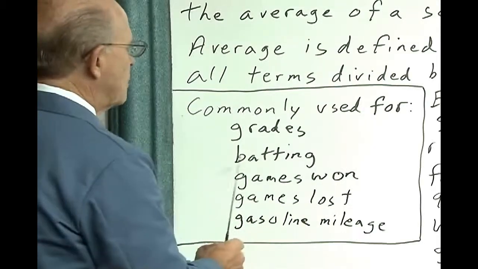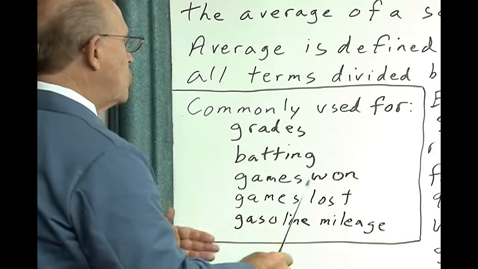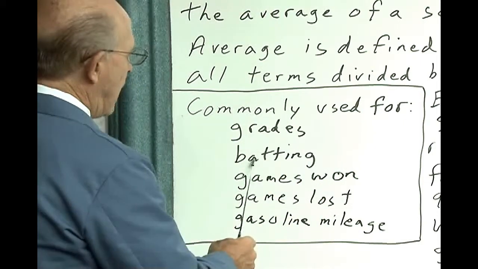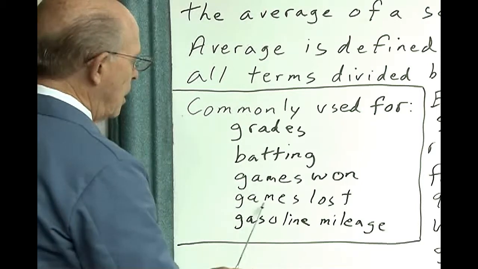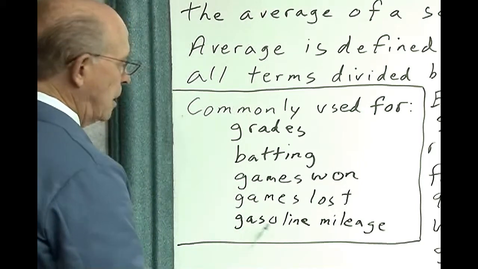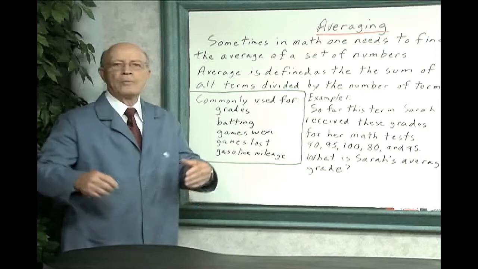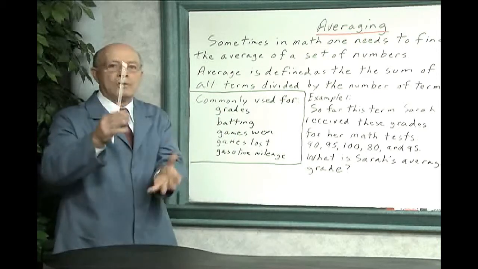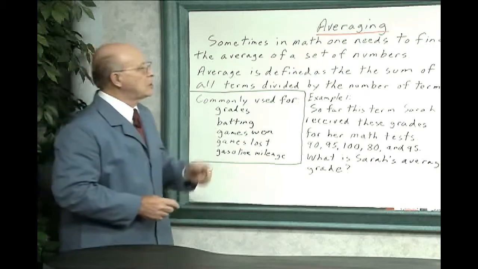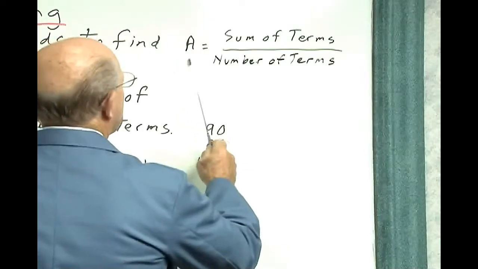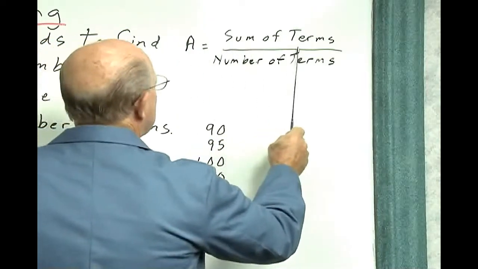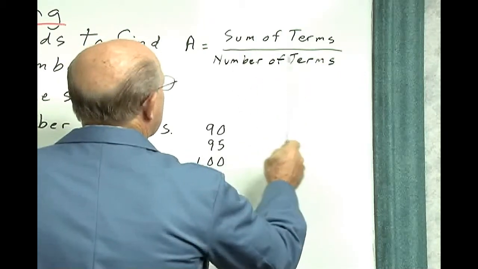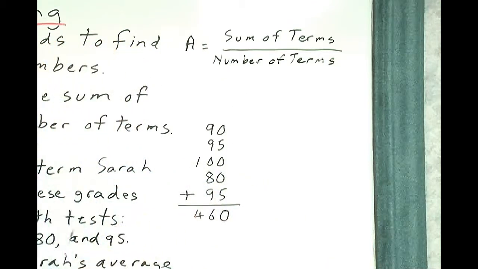Commonly used for grades, such as in school, when you take tests, you got a number of tests. What's the average of those grades? Batting, games won, games lost, and gasoline mileage. And it's used for many other things where you have a group of numbers and you want to find the average of those numbers. Let's look at this. Average equals sum of terms divided by the number of terms. That's the average. Let's look at this problem.